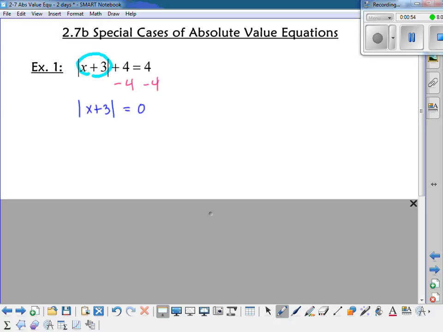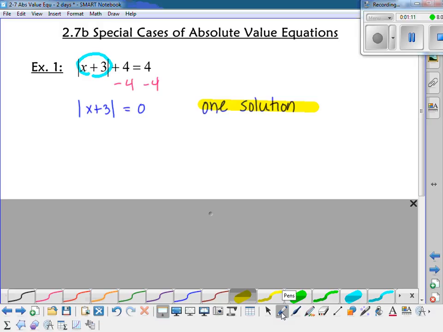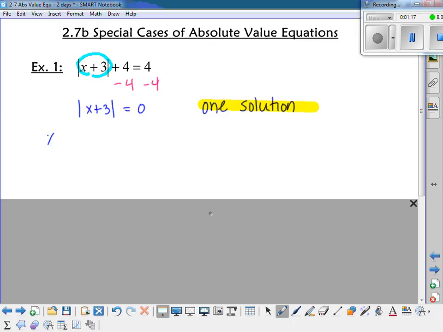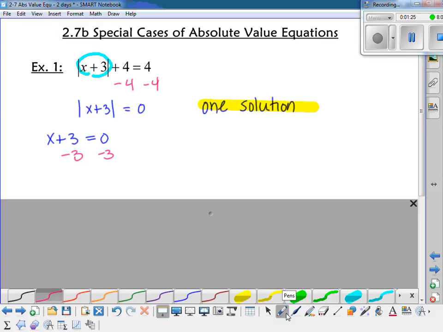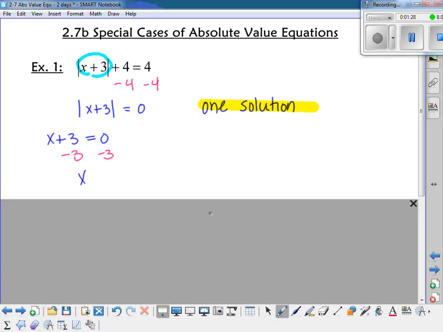Well, normally we would write a positive and a negative case, but there is no such thing as positive 0 or negative 0. So when that happens, when you get it equal to 0, that means that there is only going to be one solution. So we would just continue to solve the equation, just writing the one case, x plus 3 is equal to 0. And so we would subtract 3 from both sides. And our solution is that x would equal negative 3.